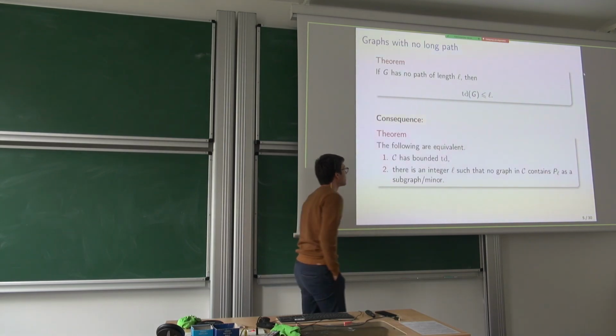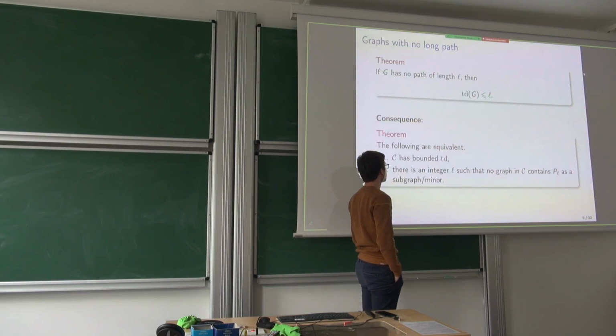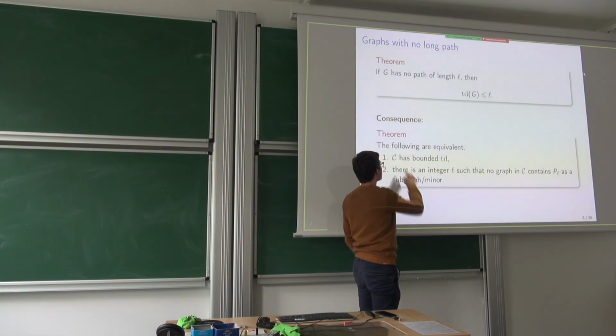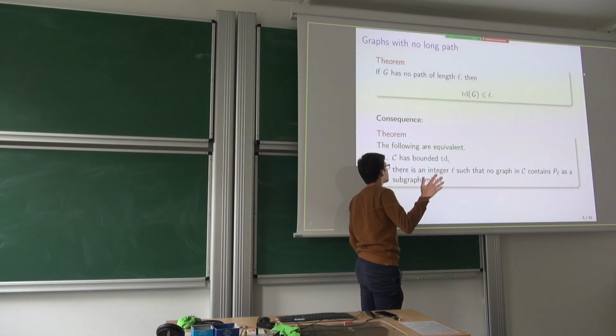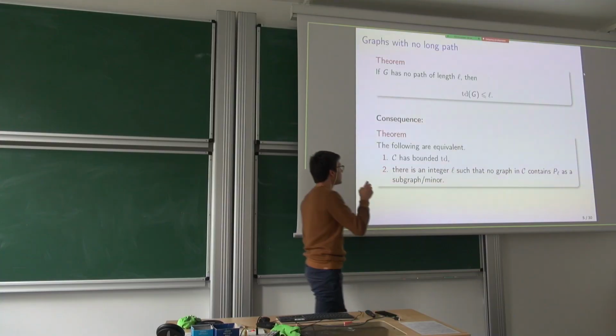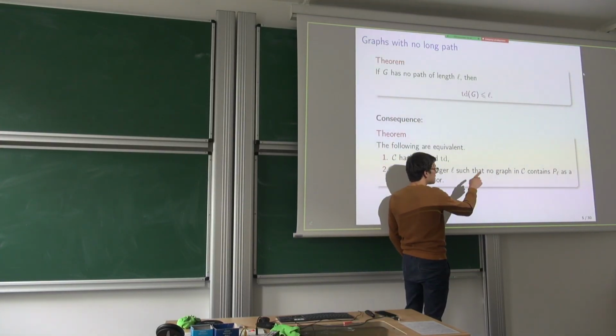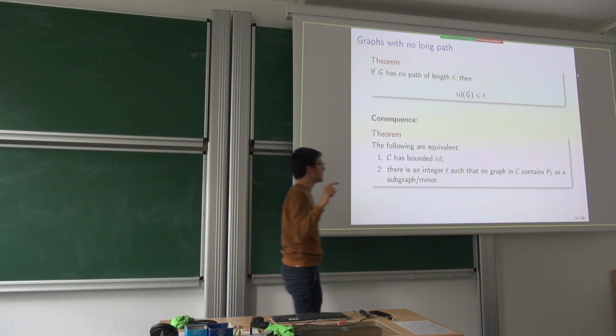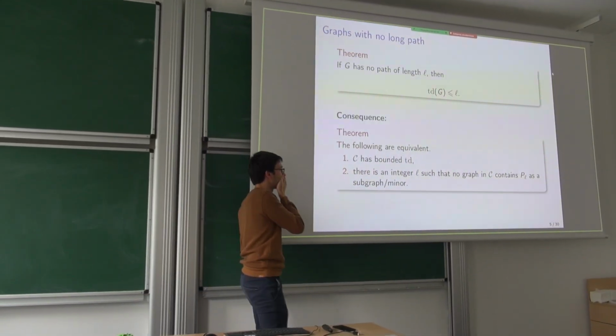So the consequence is that a class of graphs C, an infinite class of graphs, has bounded treedepth, meaning that there exists a constant c such that every graph in calligraphic C has treedepth at most c, if and only if there is an integer L such that no graph in C contains P_L, the path on L vertices, as a subgraph, or as a minor.